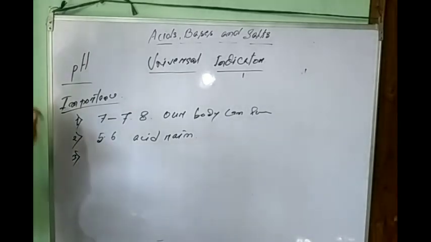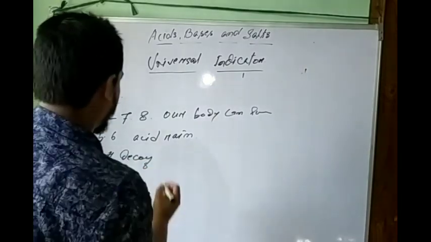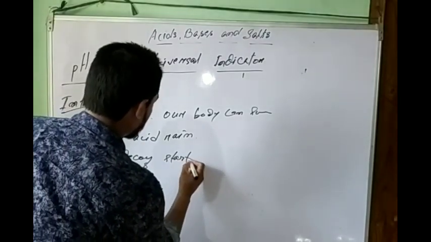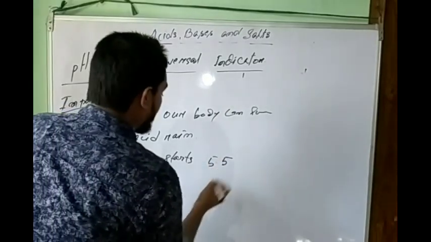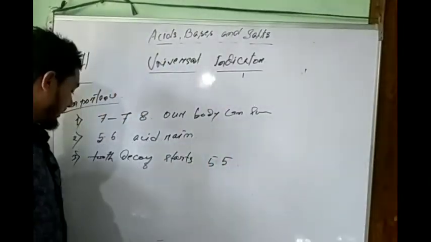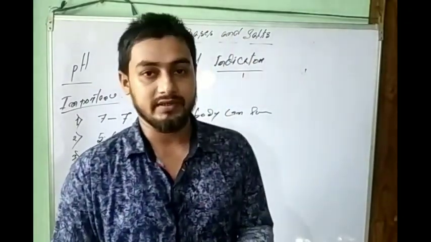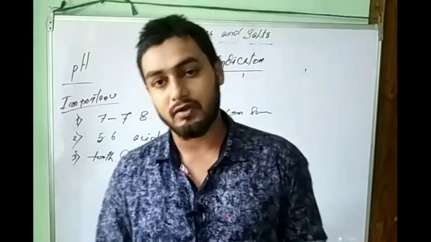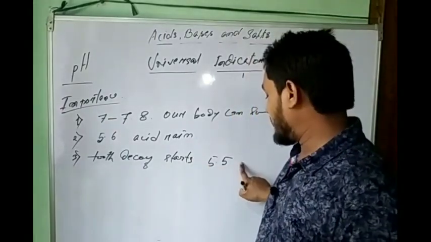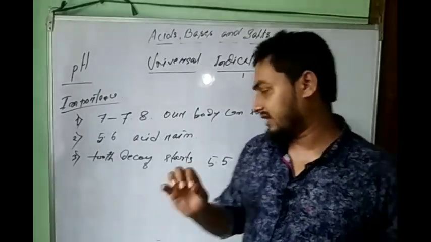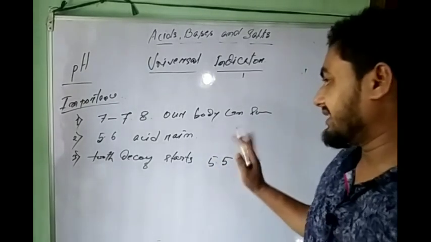Now again, tooth decay. Tooth decay starts when the pH of our mouth decreases below 5.5. The enamel of our tooth is made up of calcium phosphate, which is known as the strongest part of our body. But this calcium phosphate dissolves when the pH of our mouth decreases below 5.5. So these are some important pH values that you will have to memorize. All these things are about pH.